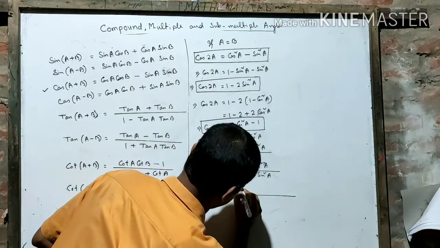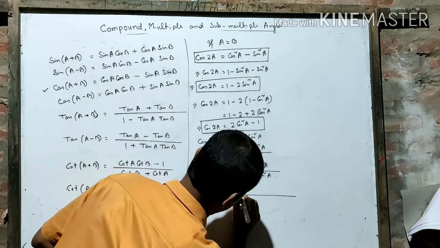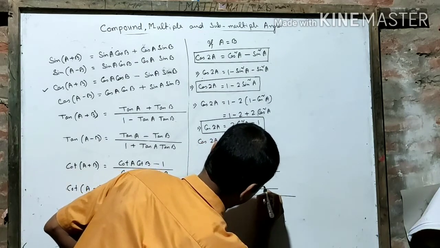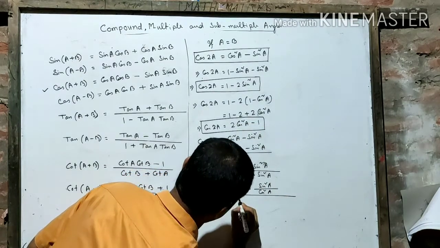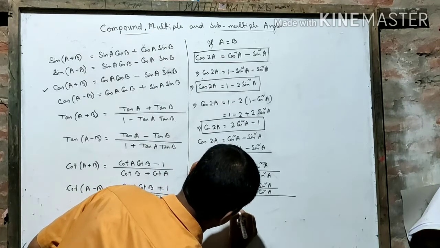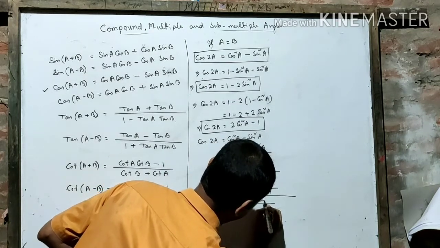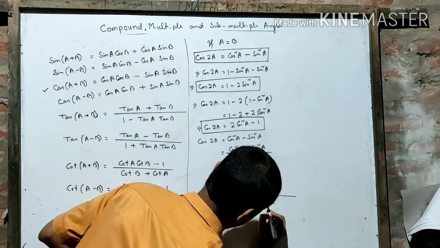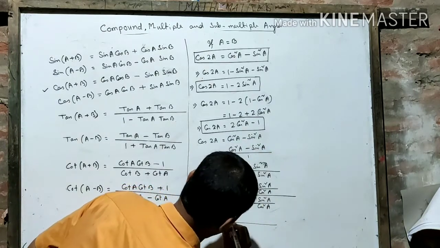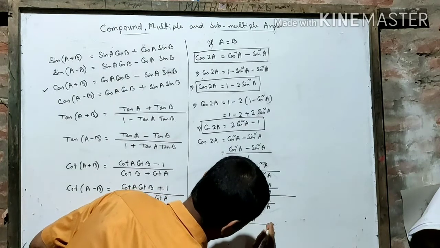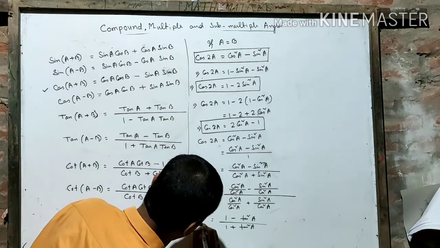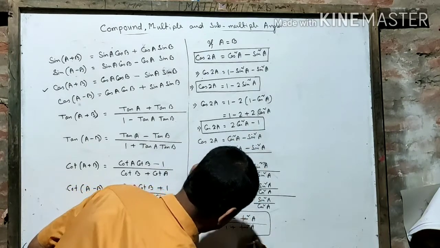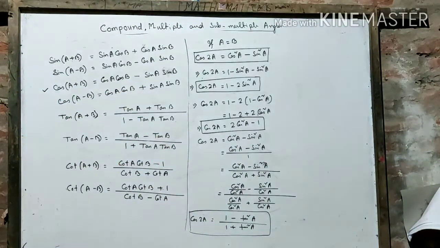So the numerator becomes cos square A by cos square A minus sin square A by cos square A, and the denominator cos square A by cos square A plus sin square A by cos square A. So this is 1 minus tan square A by 1 plus tan square A. This is another formula for cos twice A. So there are 4 formulae for cos twice A.